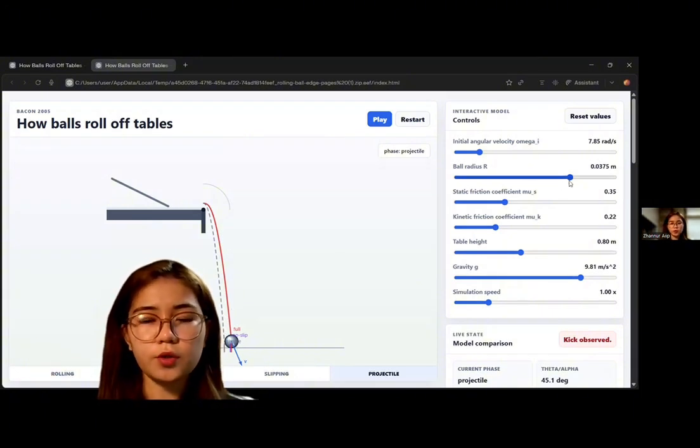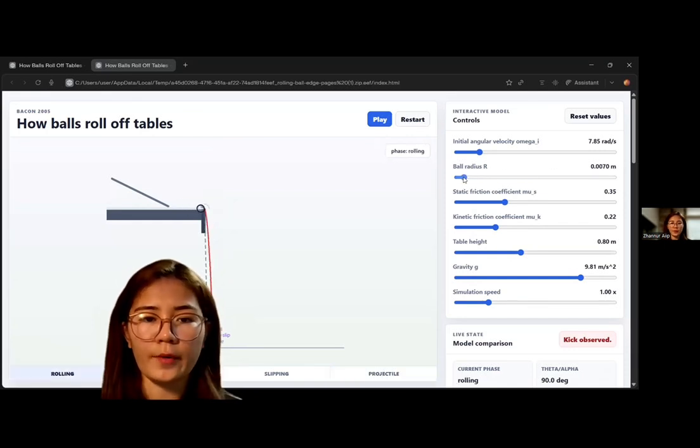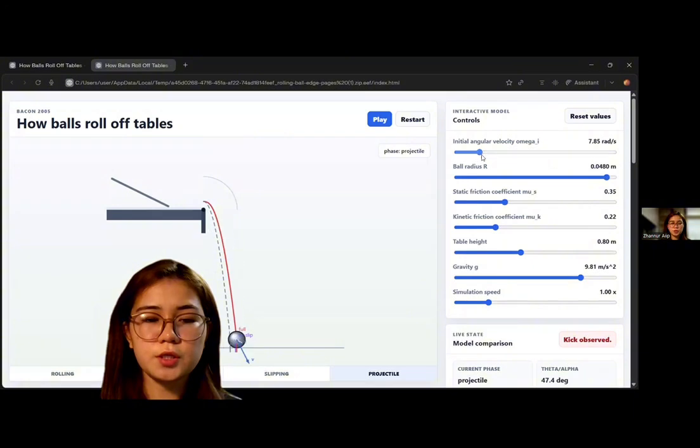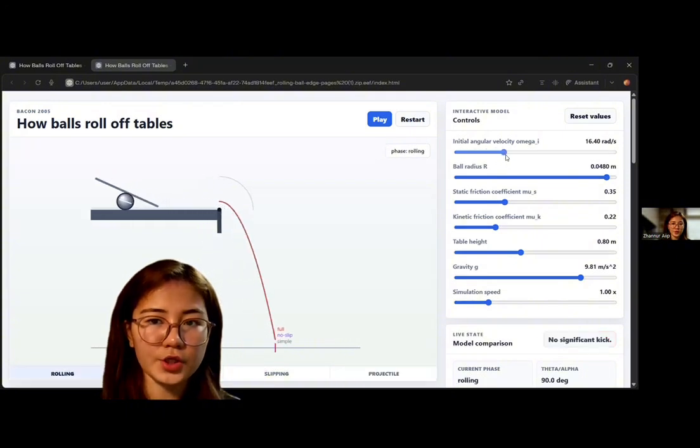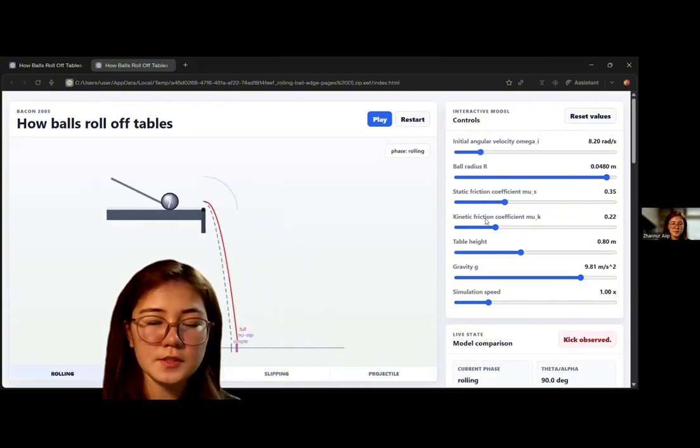Here, on the right side of our web page, we can regulate the radius of the ball. And as we can see, the difference between simple projectile motion and full motion is proportional to the radius of the ball. At the same time, if we increase the initial angular velocity, the difference decreases. Also, we can set values like the table's height, gravitational force, simulation speed, and kinetic friction coefficient.